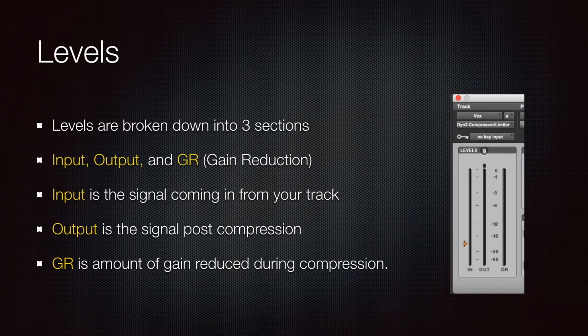So when we talk about the levels, when you take a look at the compressor plugin, you can see that we have an in and an out and a GR. GR is basically just gain reduction. So let's define some of these terms. You have your input, which is the signal coming in from your track. You can see that on the far left. Your output is the signal post-compression. And then GR is the gain reduction during compression. So those are your basic terms and basic definitions of these three meters that you're seeing here on the level side.